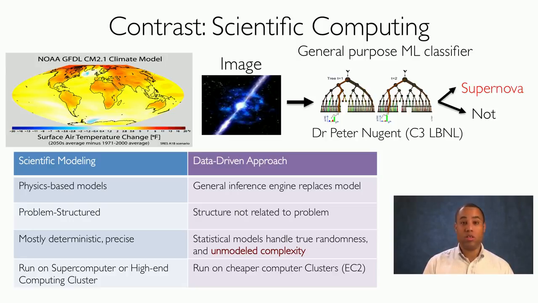Scientific modeling runs on supercomputers or on high-end cluster computers. These clusters can cost over $1 billion. In contrast, data science runs on cheaper computer clusters like Amazon EC2.